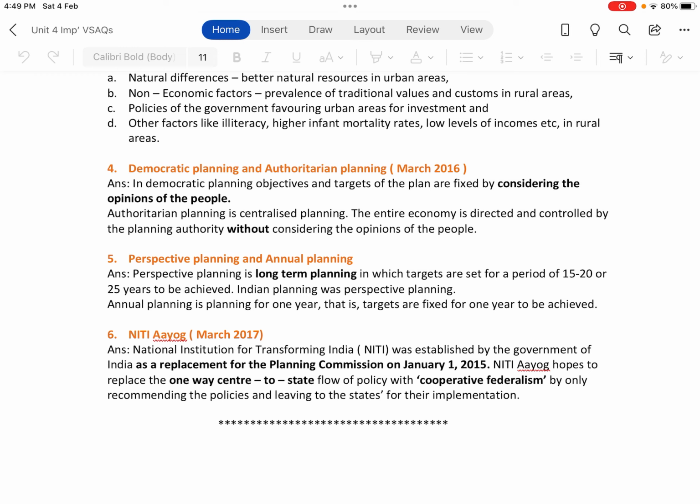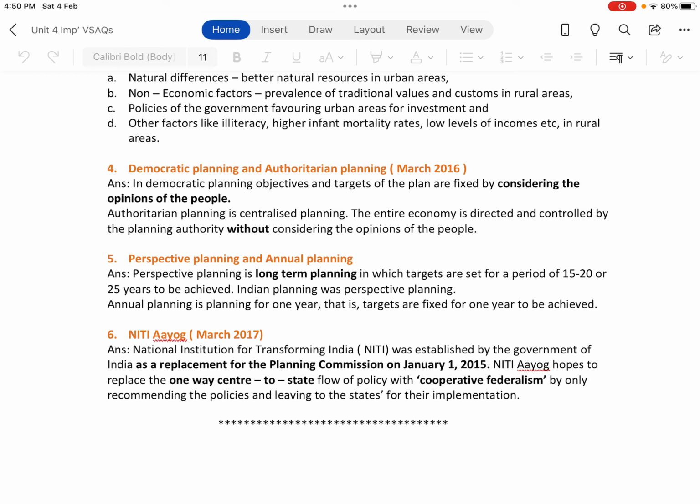So unlike the Planning Commission, NITI Aayog is a bottom-up model. The states prepare their plans and then they direct to the center. And so because the states are given more powers here, and the powers are distributed between the central government and the different states, it is called as the cooperative federalism. So Niti Aayog aims to achieve that cooperative federalism. So that is why it is a transforming India.